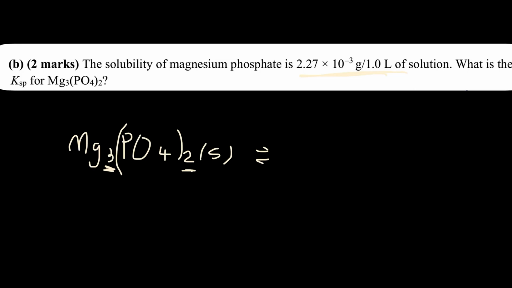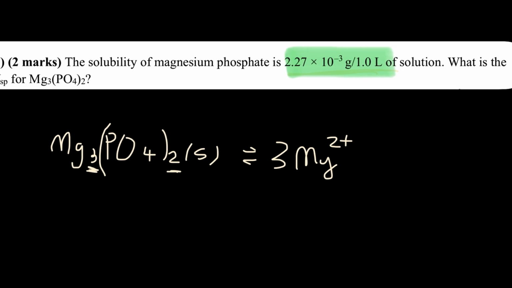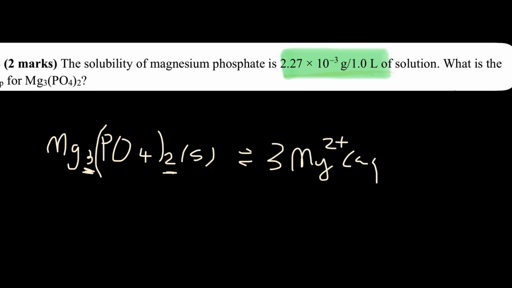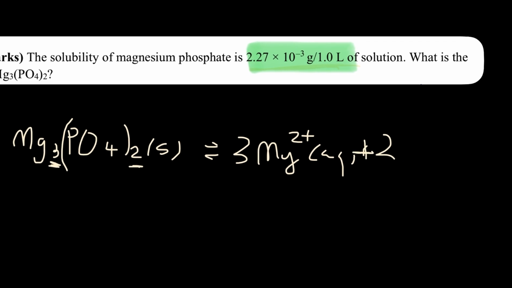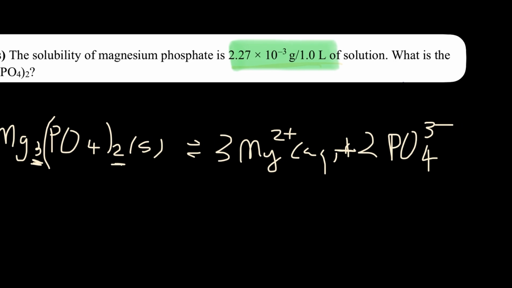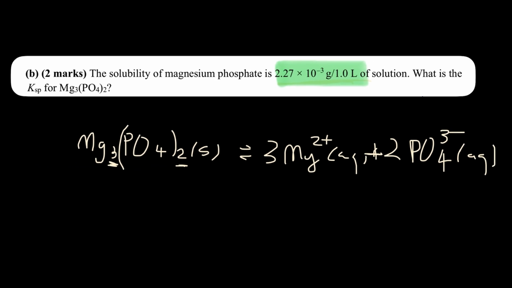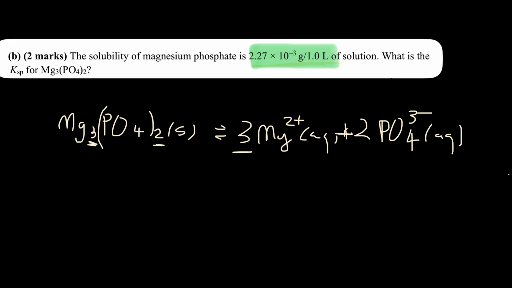This problem looks easy, but it really isn't because there's lots of places to mess up. So the question is asking us what is the KSP for a solid given the solubility. And the trick here comes in many different ways. So the first one is to make sure that when you write out the equation, you balance it, please.